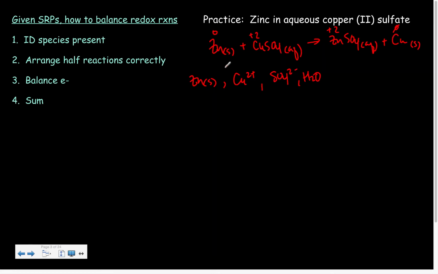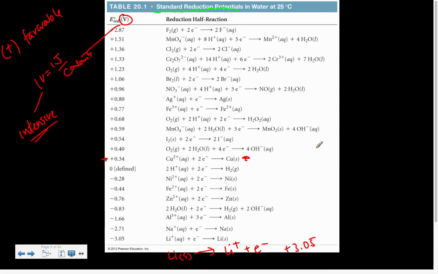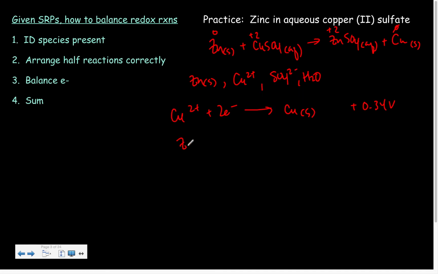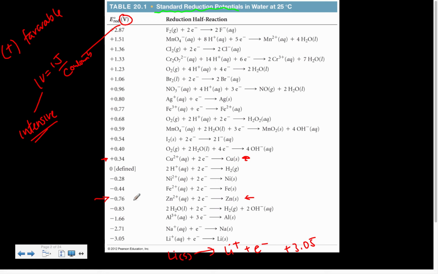Cu2+ plus 2 electrons gives us copper solid, and this has a value of plus 0.34 volts. Next up, we know we have zinc, so let's go find zinc. This reaction contains zinc. What do we notice though? We actually need the backwards version. We need zinc solid gives us Zn2+ plus 2 electrons, which means that we're just going to flip this value. So plus 0.76.